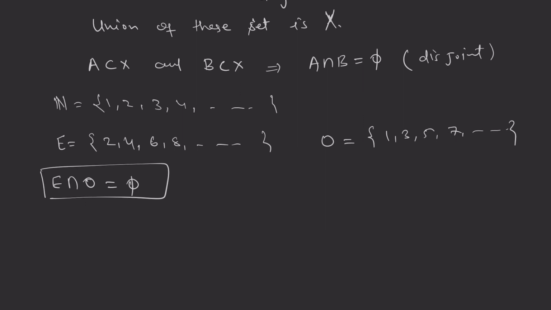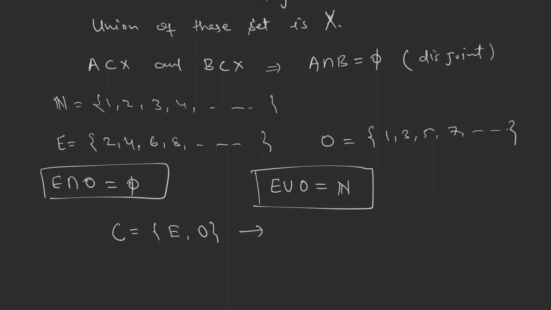Okay, and now tell me whether E union O is equal to N or not. It is N because 1 is there, 2 is there, 3 is there, 4 is there in the union of E and O. Okay, so we'll name it C, the collection of E and O. This is a partition of the set of natural numbers. Okay, so this is called a partition.